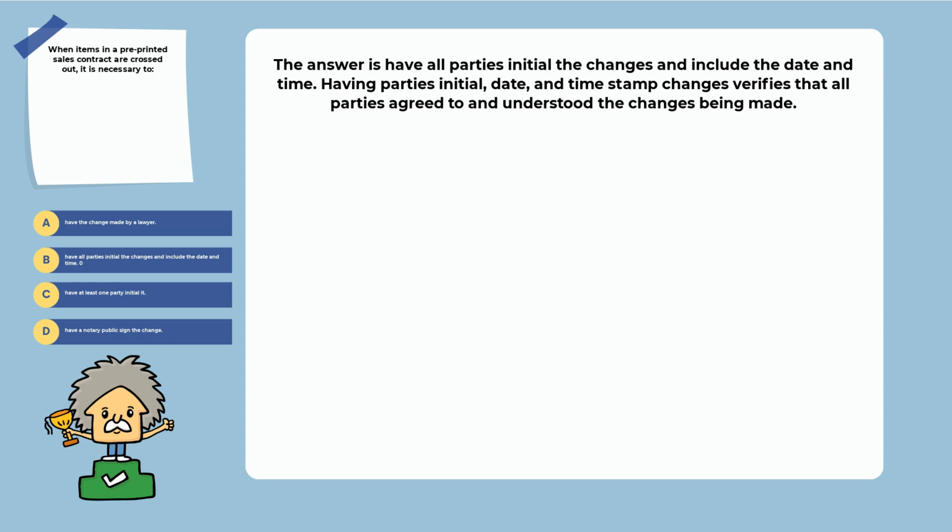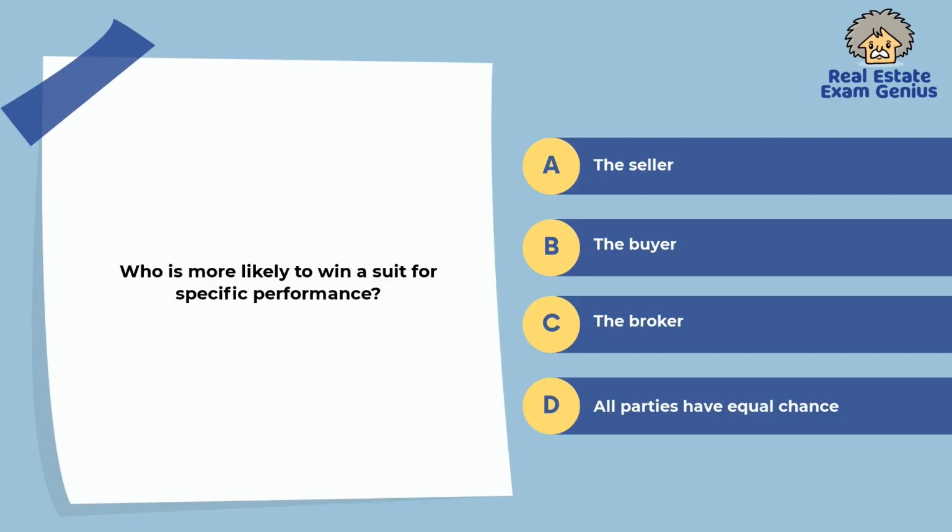The answer is have all parties initial the changes and include the date and time. Having parties initial, date, and time stamp changes verifies that all parties agreed to and understood the changes being made.